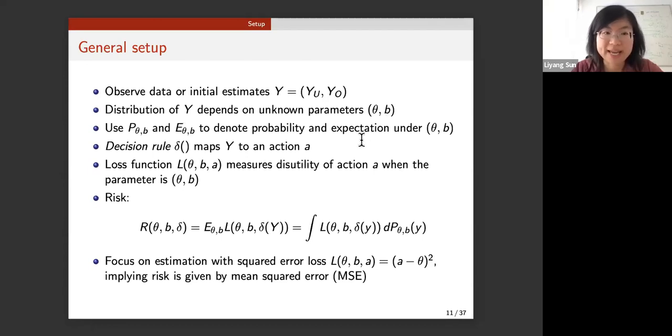If we look at an estimator, which can be viewed as a decision that maps the observed data into an estimate or an action, then the loss function measures the disutility of relying on the estimate when the true parameters are theta and B. And the risk function of this estimator, delta, is the expected loss under the true parameters. And because we focus on squared error loss in our paper, the implied risk function is given by the mean squared error.